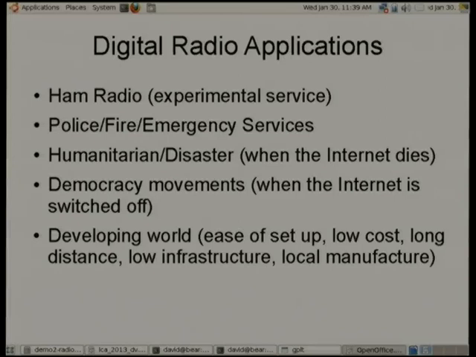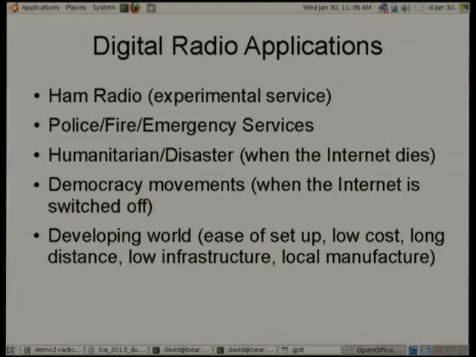Another big need for this technology is humanitarian and disaster. When the internet dies, then this sort of thing still works. You can still get your message through. One interesting application is democracy movements, when the internet is actually switched off by someone. You may not have control over it. In that case, you can use this technology to reach out a couple of hundred kilometres, perhaps to a place where the internet is switched on. Use it to bridge that last 100 miles.